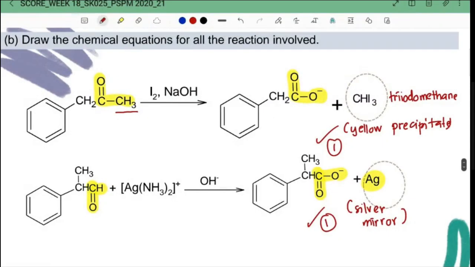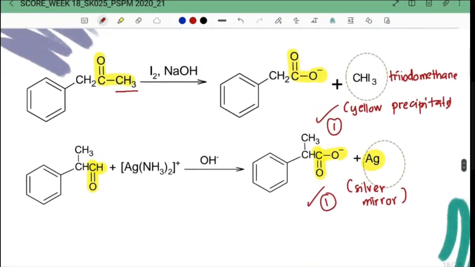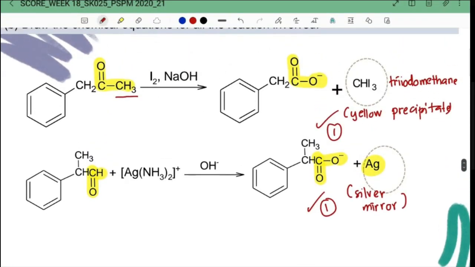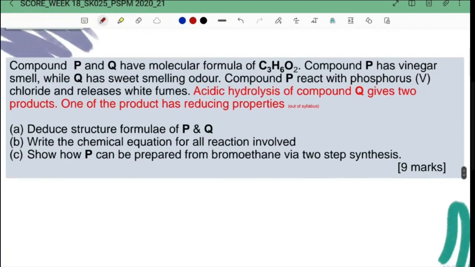Okay, till question number 5. Do you have any question, class? Okay, tak ada yang angkat tangan semua. Okay, so I proceed to question number 6.